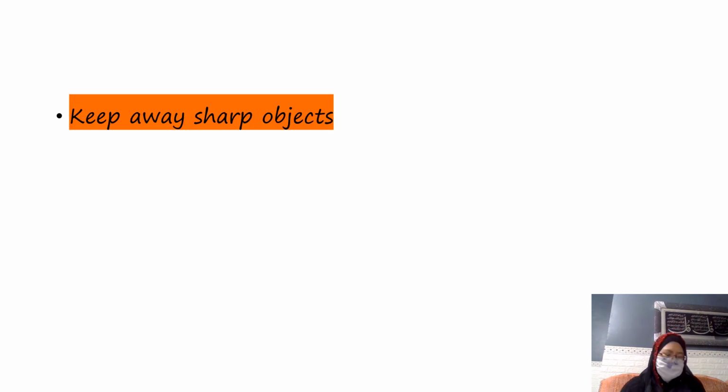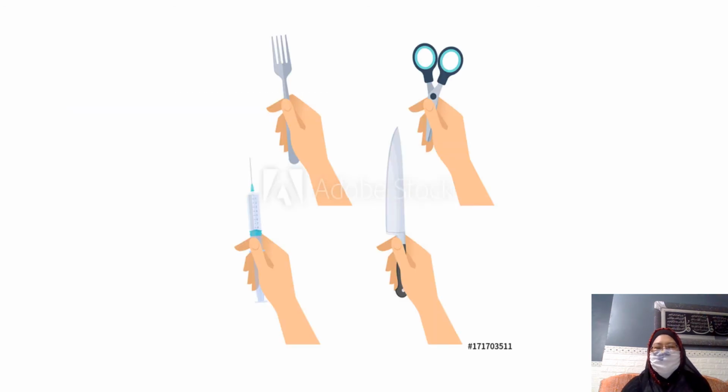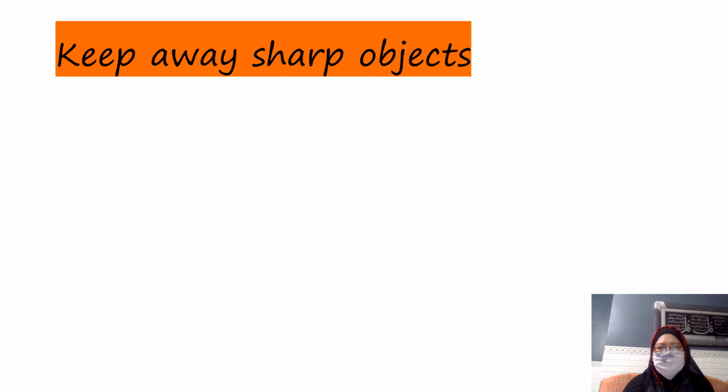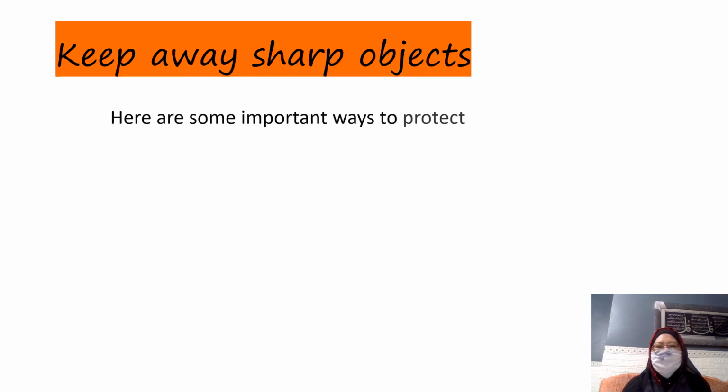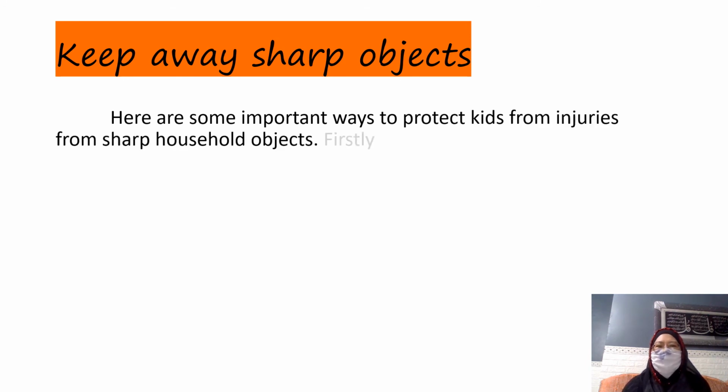Next point is keep away sharp objects. What are the sharp objects? These are the sharp objects. So let's look at the sentences. Here are some important ways to protect kids from injuries from sharp household objects.